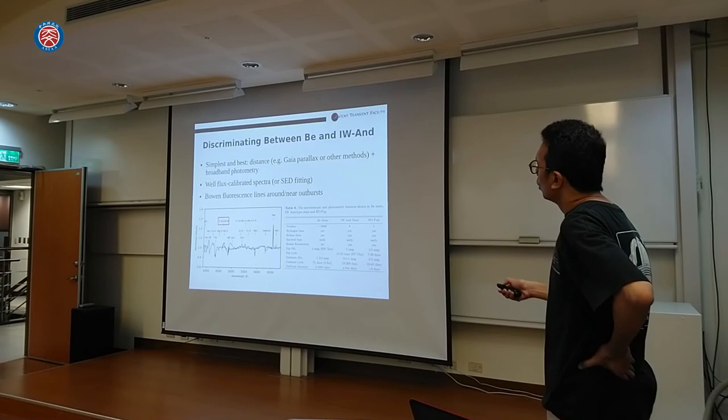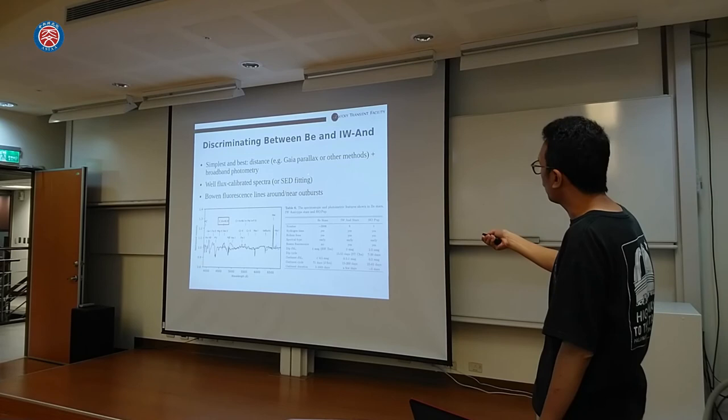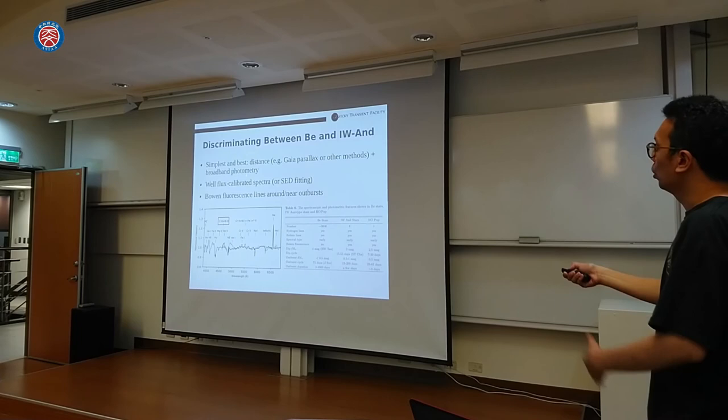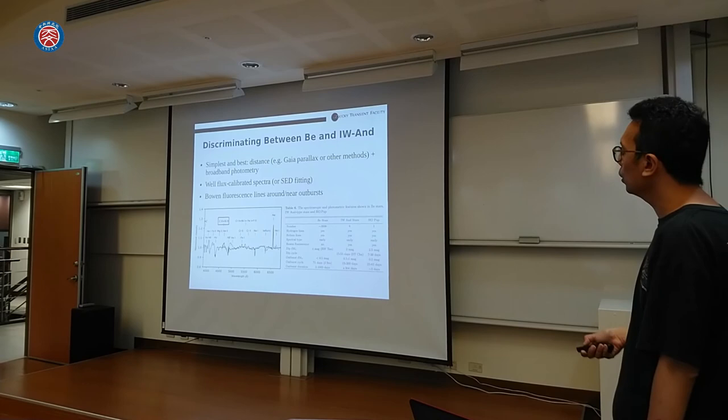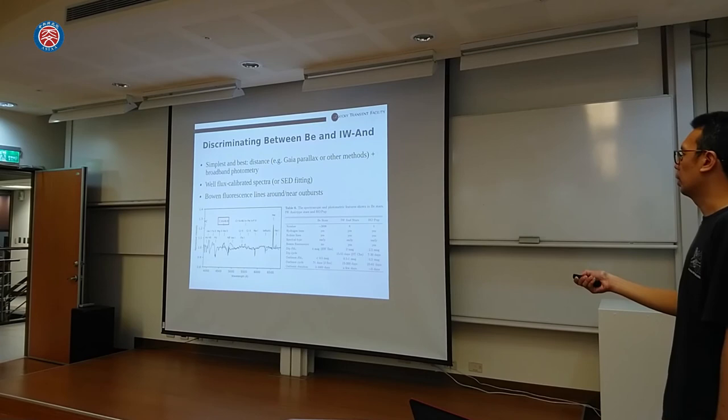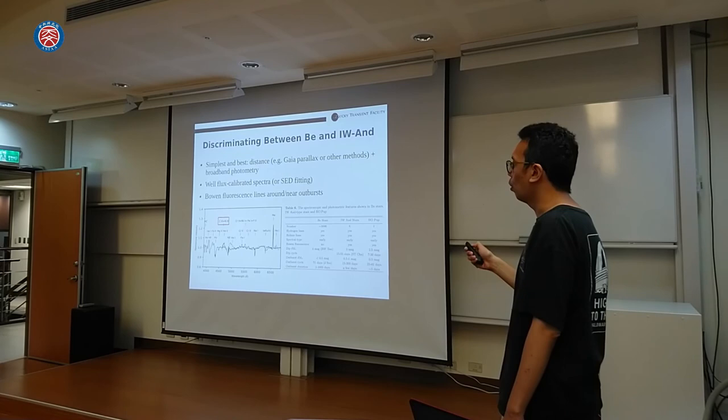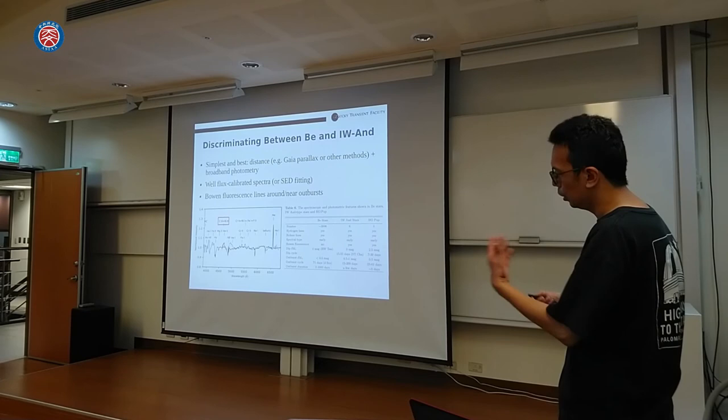So actually the best way to discriminate them is using a distance. Let's say you have Gaia distance or other methods, and then you have program photometry, you can then make the simple SED. Or if you have well calibrated flux calibrated spectra, then do a better SED fitting. If not, then you can use what they call the Bowen fluorescence line. So this is the carbon and the neon lines over here. This can only be seen on the dwarf nova, not on the Be star. Be stars do not have this line. So if you detect this line, it's very sure that it's a dwarf nova.